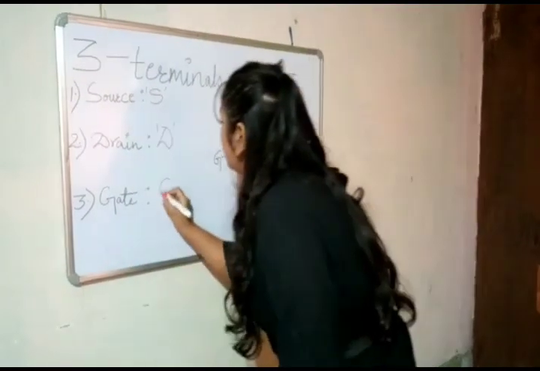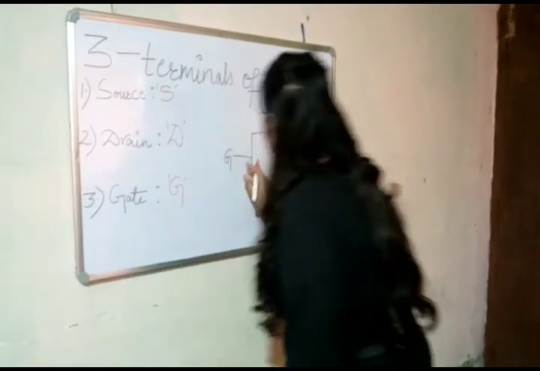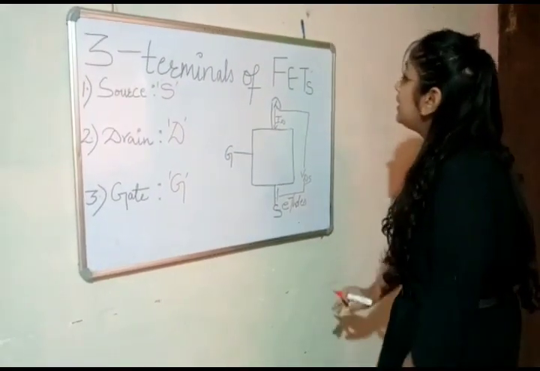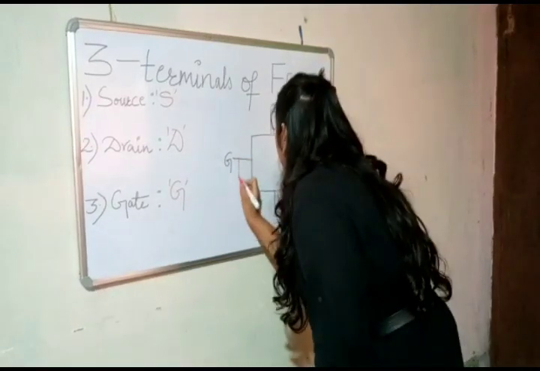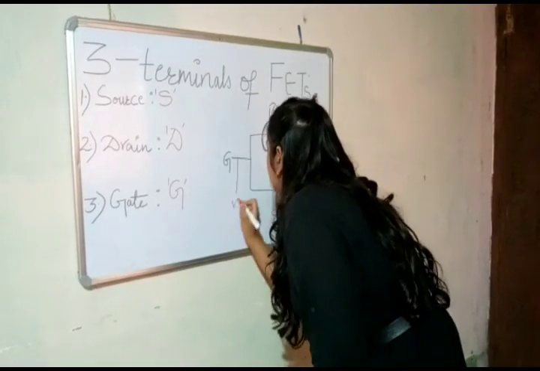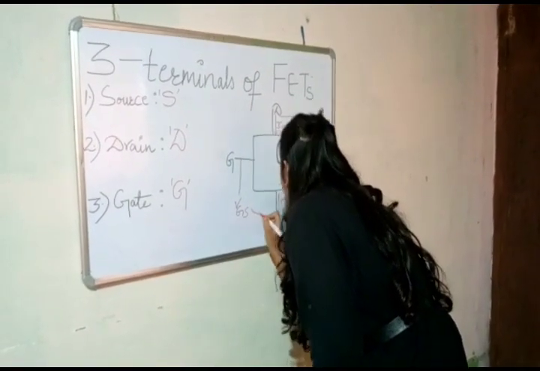Gate, it is denoted by G. It is a terminal which modulates the conductivity of the channel. Gate to source voltage is known as VGS.